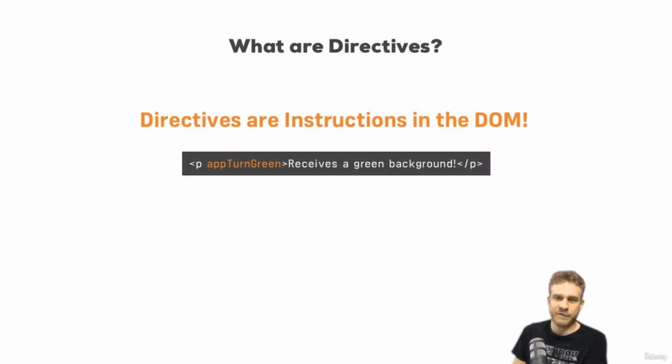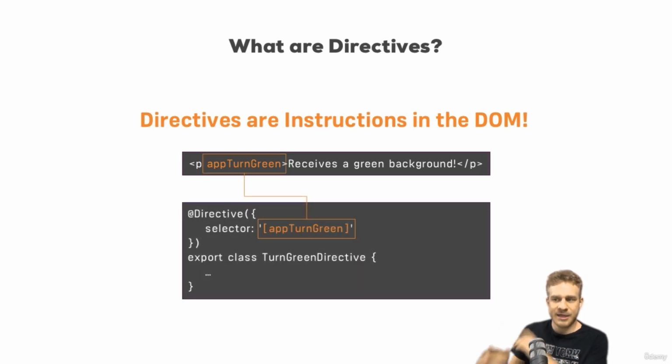So Angular would find this instruction. Here we would have defined our directive with the directive decorator to inform Angular that this class holds a directive. And there we might have the logic to turn this green.